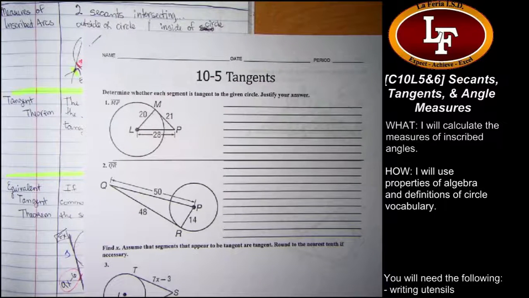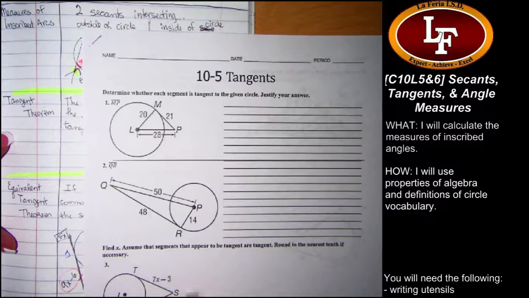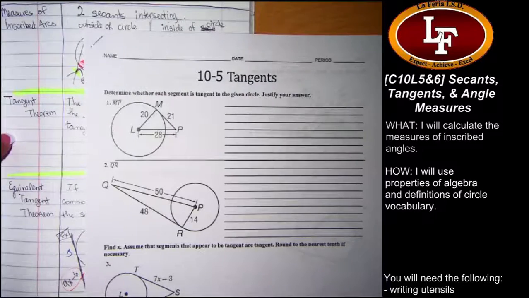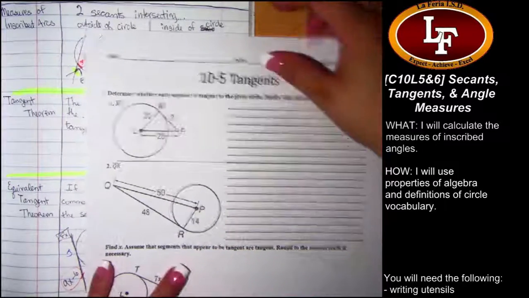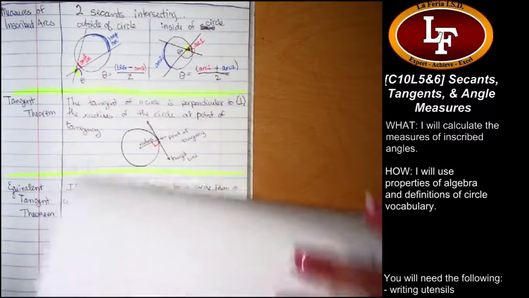All right. So looking at determining whether a line is tangent or not, which of our theorems talks about tangents? The second tangent theorem? The equivalent tangent theorem requires that we already have tangents. So the tangent theorem is what tells us whether we have tangents or not. So read that theorem very quickly again.